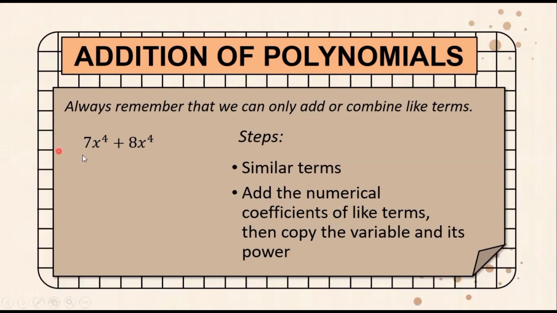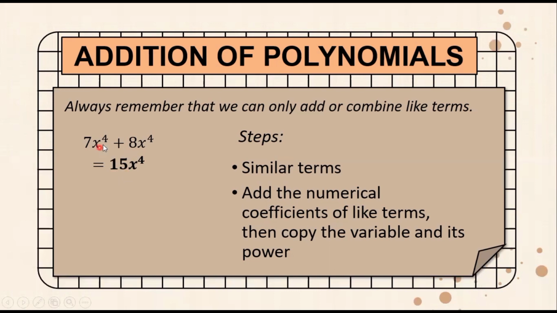I-add daw natin yung numerical coefficient. Ano yung numerical coefficient nung first expression? We have 7x raised to 4. Ang numerical coefficient niya is 7. Okay, and then for the second expression, we have 8x raised to 4. Ang numerical coefficient niya rather is 8. So 7 plus 8, kaya meron kayong nakikitang 15 dyan.